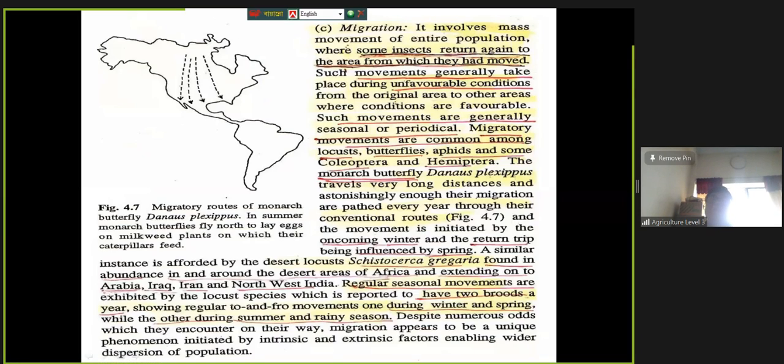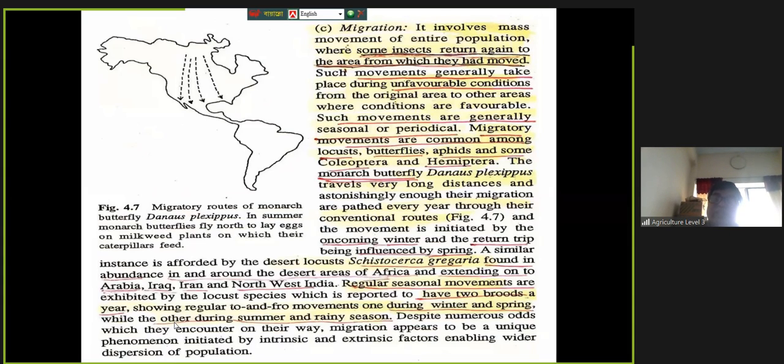The desert locust, within one year, usually migrates two times, and each and every time they produce one generation or brood. Say, for example, one is started in winter, and the return trip is influenced by spring. That means they start in winter and they come back in spring. A similar instance is reported by the desert locust found in Arabia, Iraq, Iran, and Northwest India. Regular seasonal movements are exhibited by the locust species, which is reported to have two broods per year, showing regular to and fro movements, one during winter and they come back in spring.